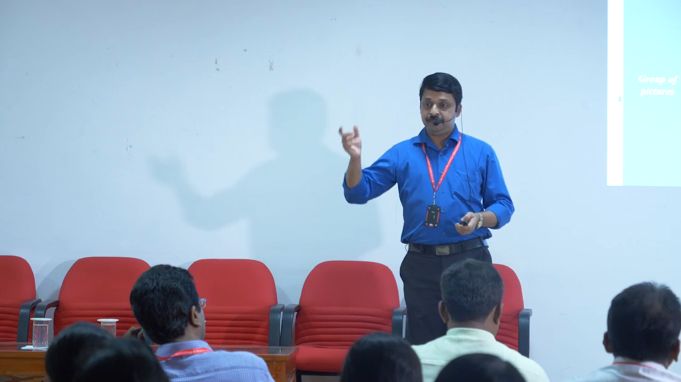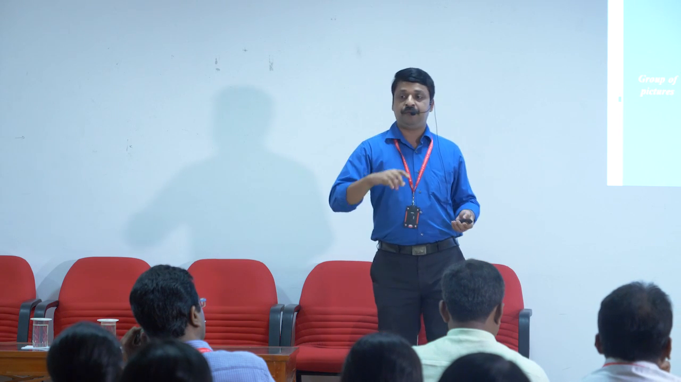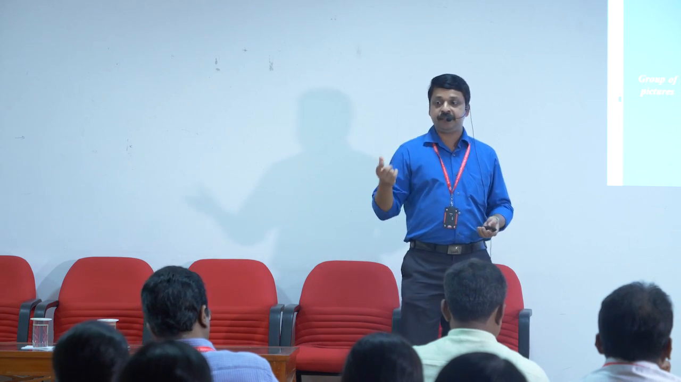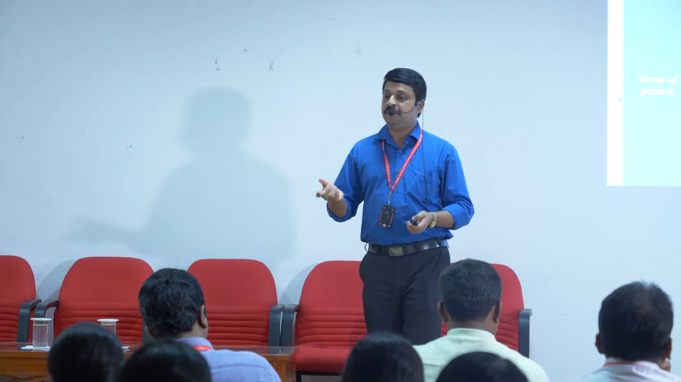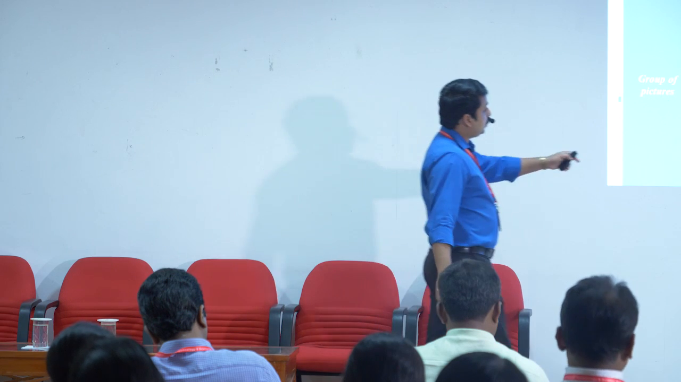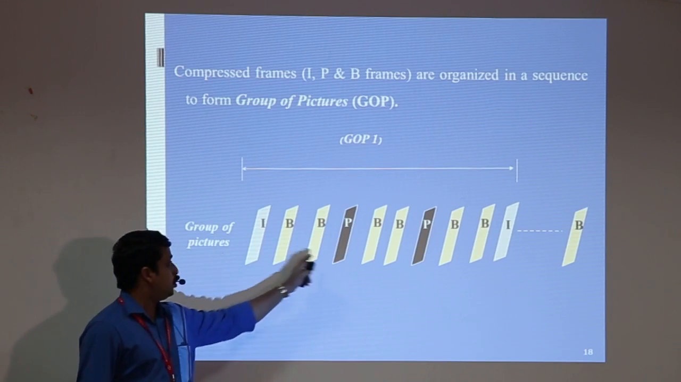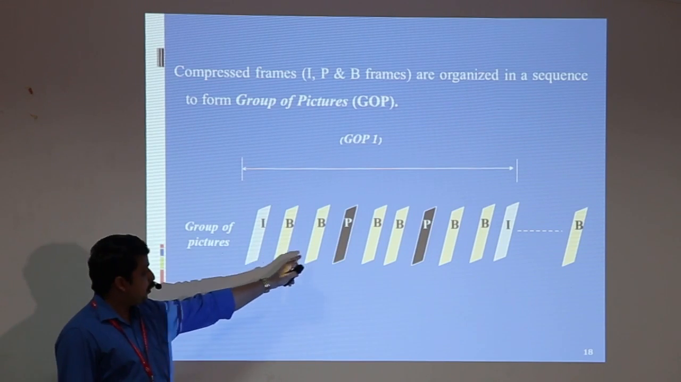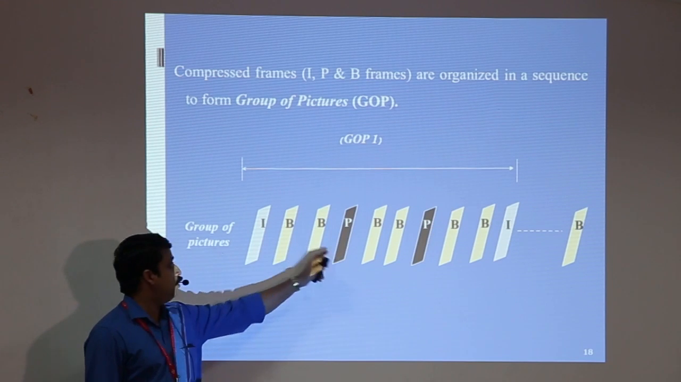Then we have the P frame, that is the predictive frame, so it will be referring to I frames. And B means bidirectional predictive, that is, it will be referring to more than one frame. So the advantage is that this P frame may be referring to this I frame, and this particular B frame may be referring to this P frame or this I frame.